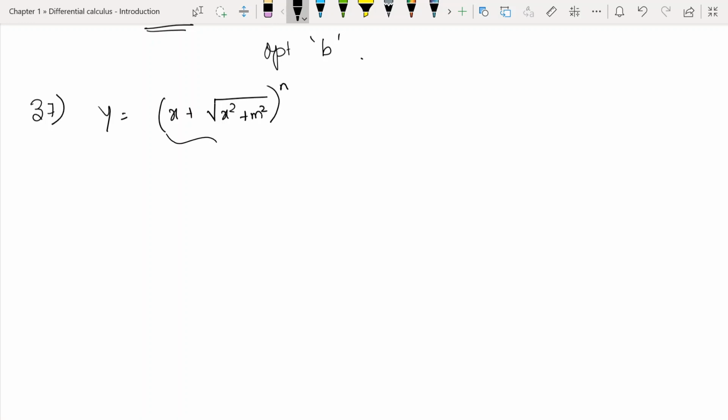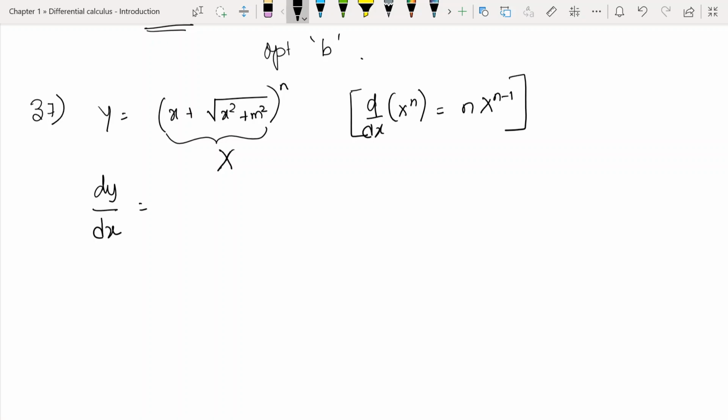Now this whole thing you consider as a capital X. Capital X power n. What is the differentiation of capital X power n? It is nothing but n X power n minus 1. So let us write that down. dy by dx is equal to n into capital X power n minus 1. But what is this capital X? This capital X is nothing but x plus root of x square plus m square, whole power n minus 1, correct? Now we don't stop with this, we differentiate. What is this?